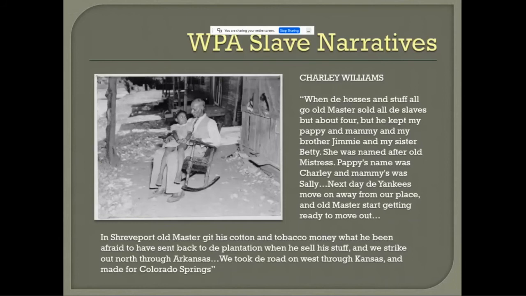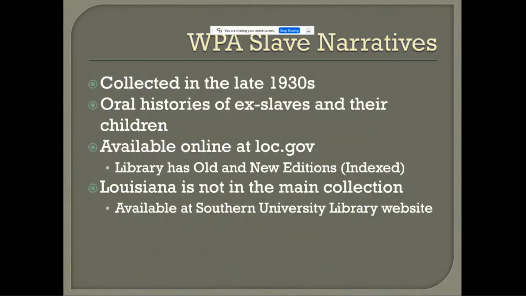And they are talking to these old people about what life was like when you were a slave and shortly after. And they provide lots and lots of valuable genealogical information. For example, this guy is talking about the end of the Civil War, and they're from Shreveport, and the owner's making a run for it. But he talks about my mom, my dad, my brother Jimmy, my sister Betty, Pappy's name was Charlie, Mammy was Sally. So there's excellent genealogical information.